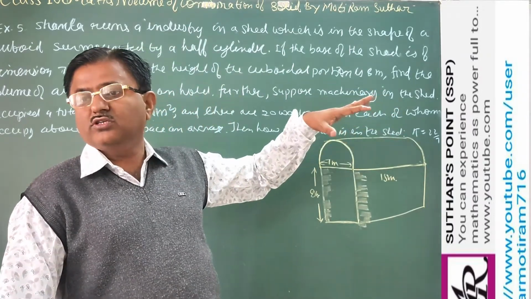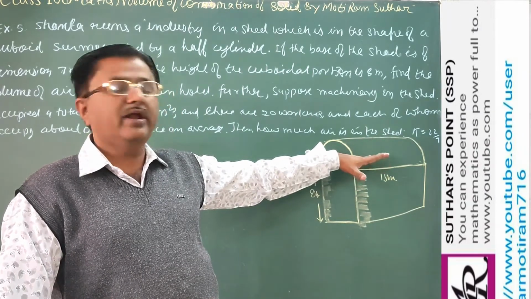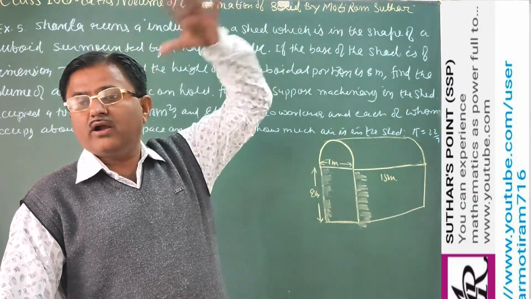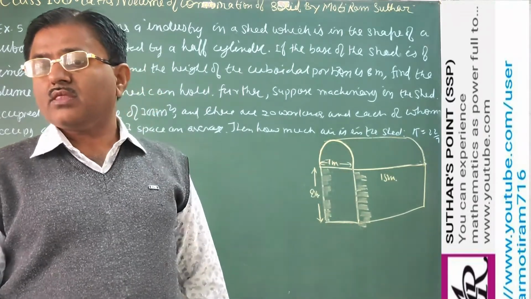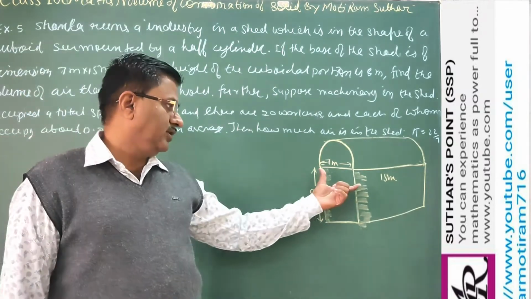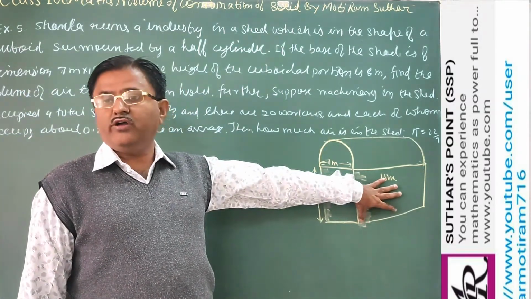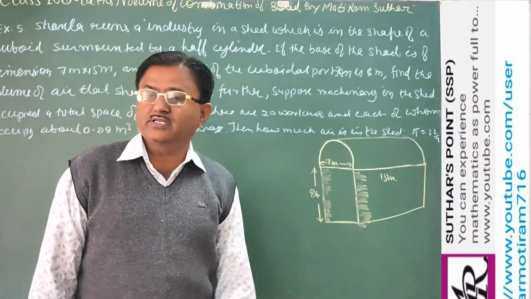Curved part, as you know, in the olden time some buildings have a curved part in the roof. So that is what we are taking here, as in the case of the industry. So the base is the cuboid and the top is the semi-cylinder or half cylinder.